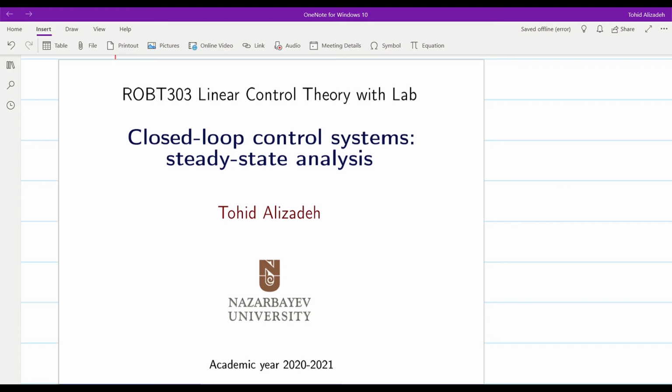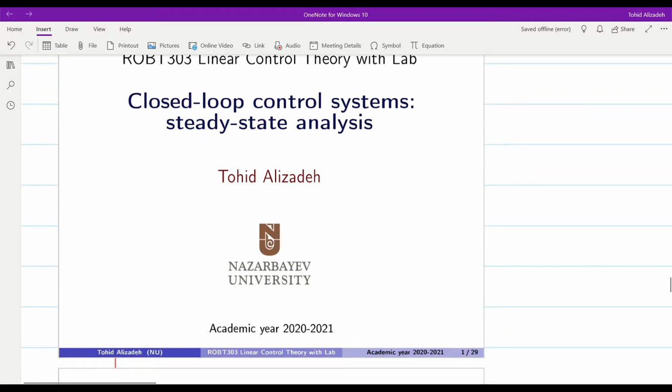Hello everyone, welcome to another lecture of the linear control theory course. Today we are going to discuss closed loop control systems, and we will have a look at the steady state analysis of such systems.